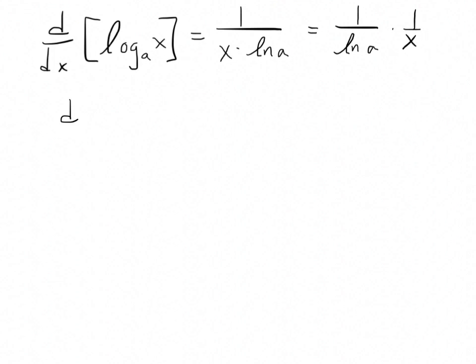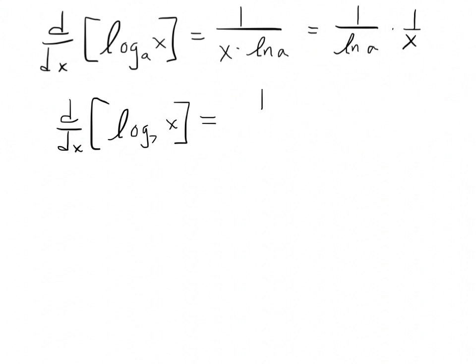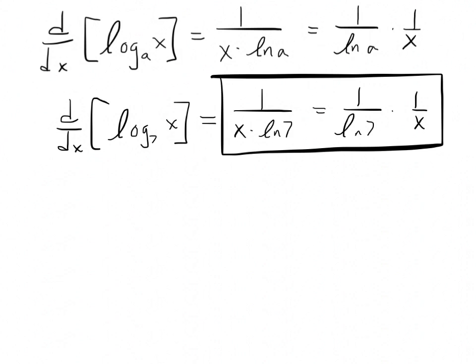Suppose that I asked you to take the derivative of the log base 7 of x. Well, that would just be 1 over x times the natural log of 7. Or you could write it as 1 over ln 7 times 1 over x, right? Either one of these answers is correct. They're both good.